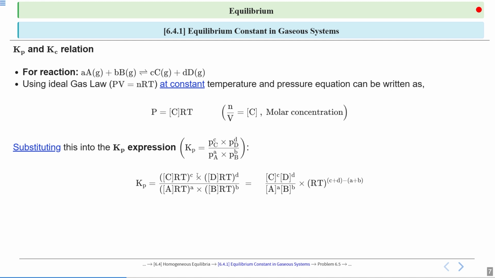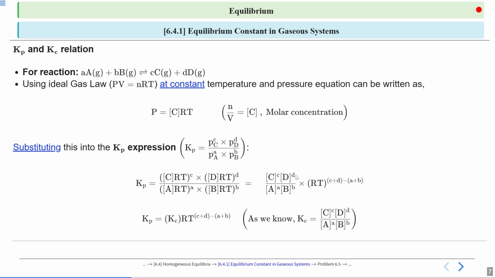the numerator coefficient from the denominator one, or the numerator power from the denominator power. Right? Again, why am I doing it? Because we have the same base. So basically you can write this CRT raised to the power c as C raised to the power c and RT raised to the power c separately, and then you can take this RT thing common.